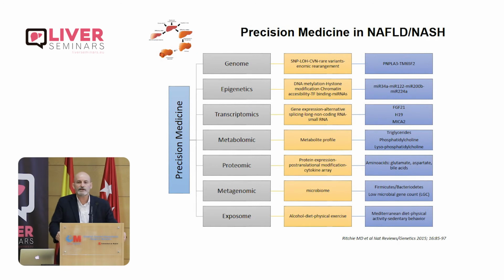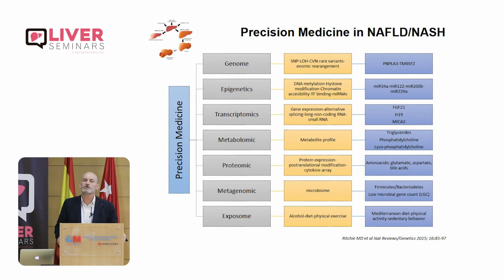Even, for example, we can divide the phenotype or the genotype much better of the patient according to low microbial gene count or not, and low microbial gene count could be associated with NASH, but it's very grotesque, it's not an elegant manner to analyze, and we need to move up here to learn a lot about microbiota and about the alcohol, diet, and physical activity.